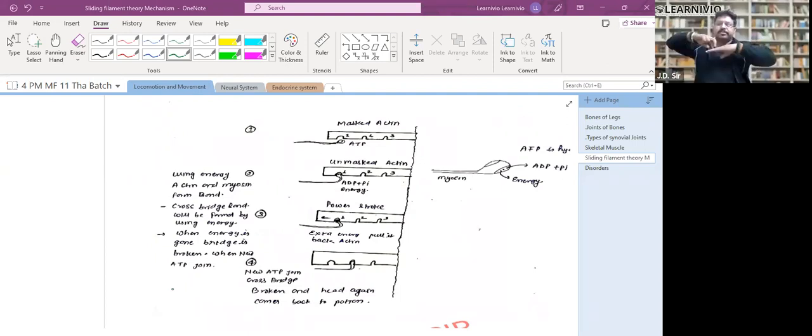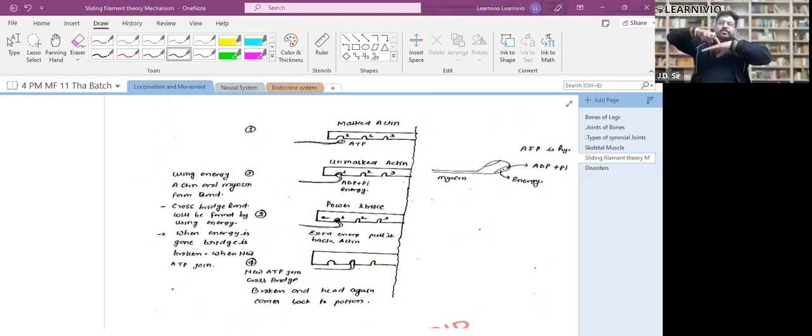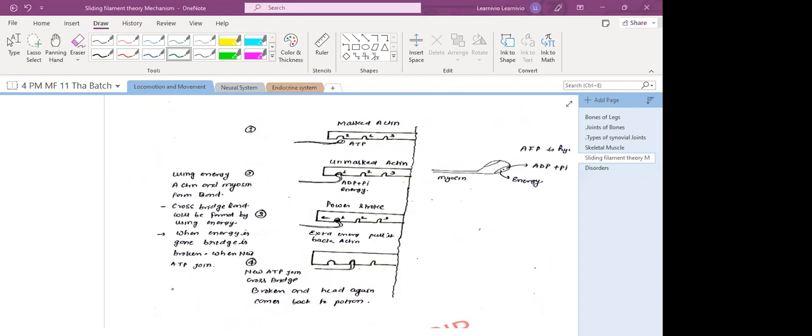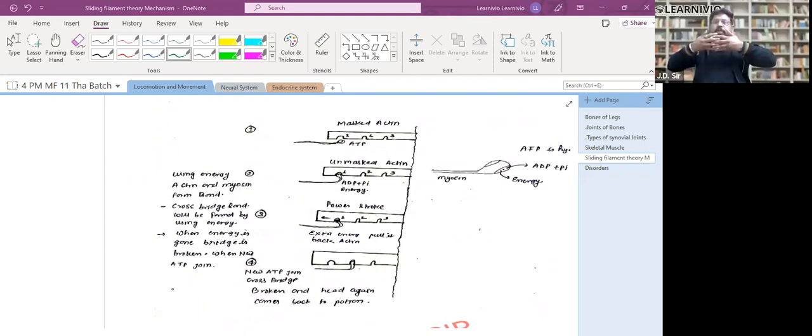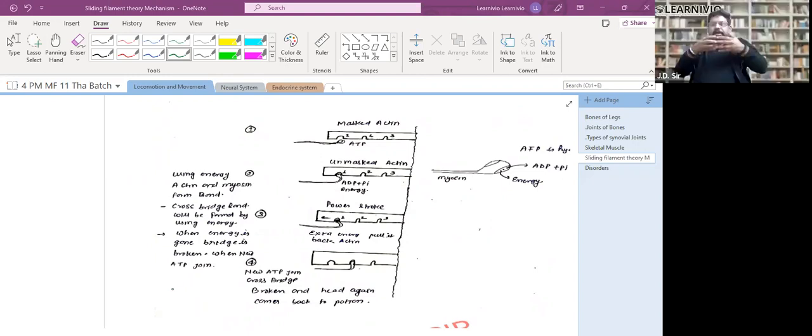Got it? No, look. Unmask, bond formation, ATP breakdown. Bond formation between what? Bond formation between actin and myosin. And who will form the bond? Myosin. This is myosin, this is actin, this is the myosin head. Bond formation, take energy, it will pull it back. That's how the sliding will take place. So ATP comes and myosin takes energy from ATP, and with the help of that it binds to actin.